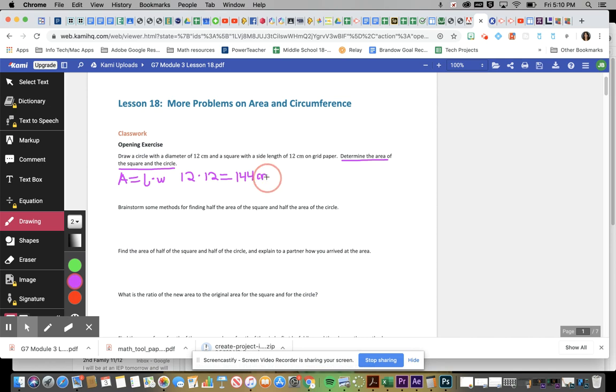centimeters squared. And now he's drinking water, so it's really loud. Sorry about that.